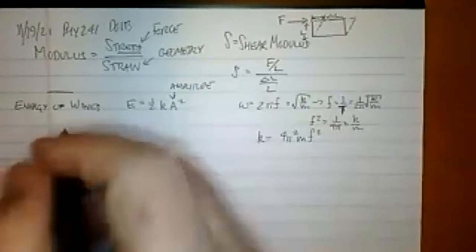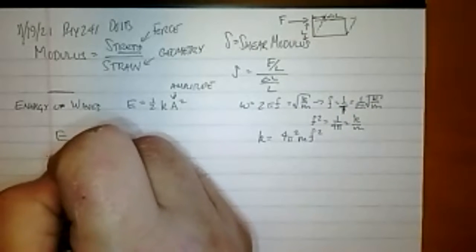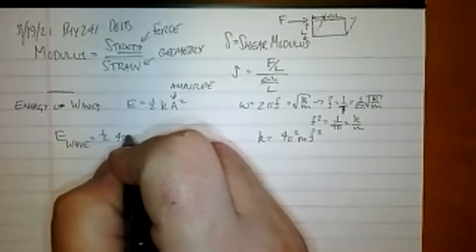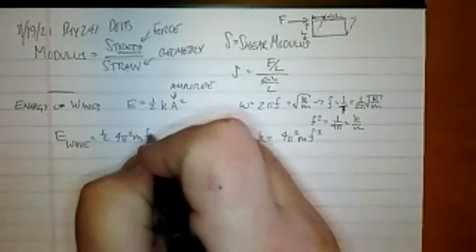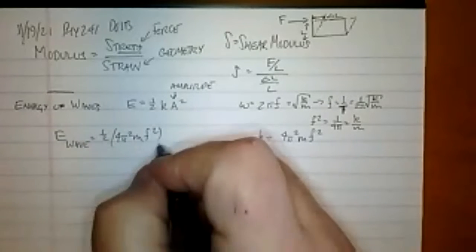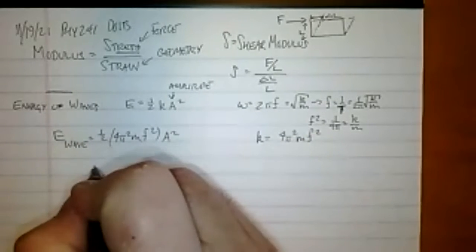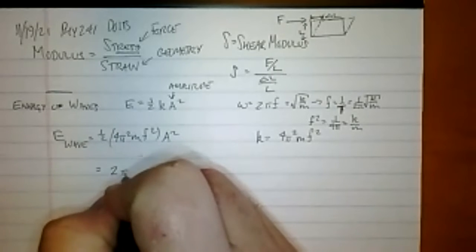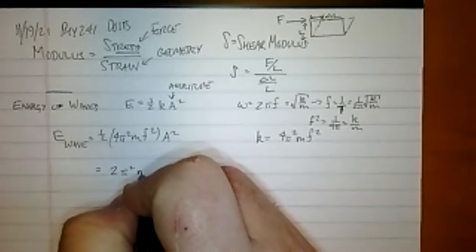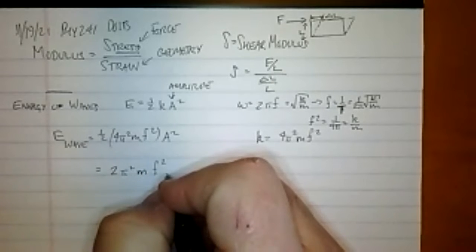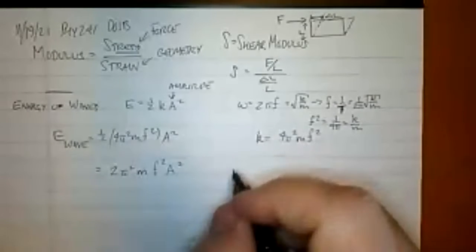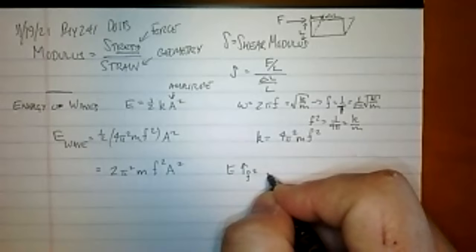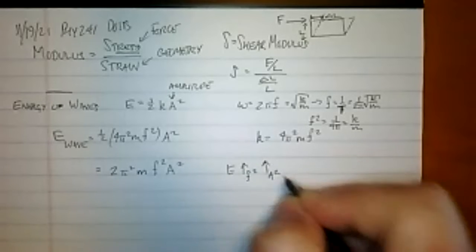So now I can take this and say the energy of a wave is equal to 1/2. Now I'm going to take that and multiply it by 4 pi squared m f squared, that's the k, times a squared. So we can actually get that the energy of the wave is equal to 2 pi squared m f squared a squared. So you see the energy of the wave is directly proportional to f, the frequency squared, and it's also directly proportional to a squared.